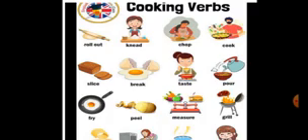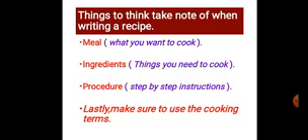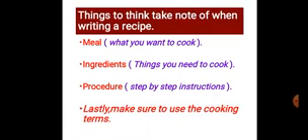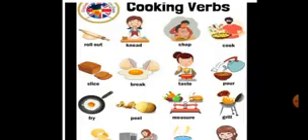So that's why I said one of the tips here is make sure to use the cooking terms. Make sure you use the right cooking terms when you're writing your recipe. There are so many more cooking terms. Lots more. These are just some of them. We have mix, stir, pour, roast, fry, cook, boil. There are so many, lots of them. So you have to make sure you're using the right one.